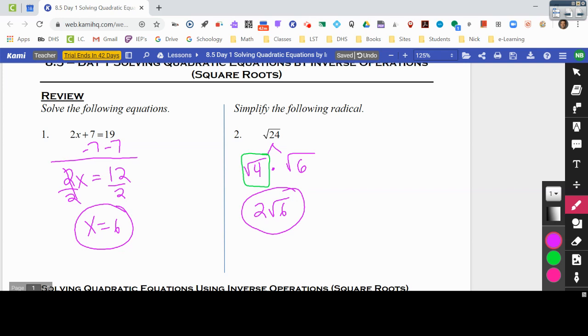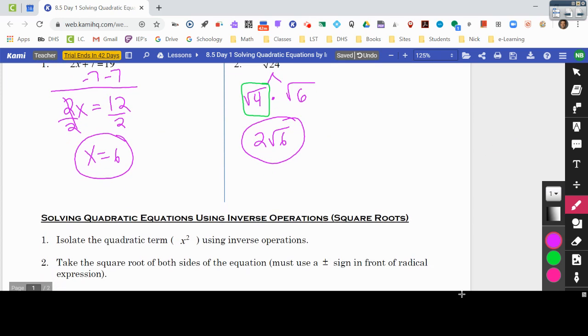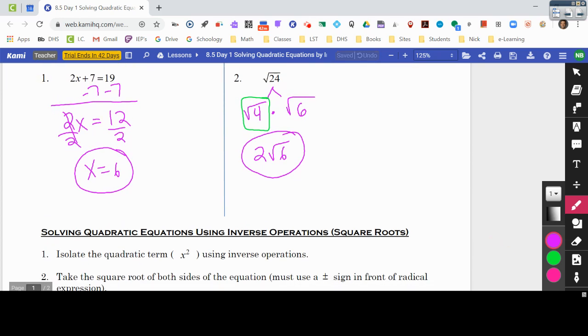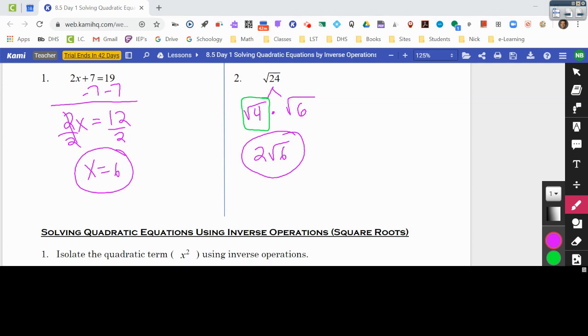So today's lesson is really going to combine both of these skills. We're going to take solving equations with simplifying radicals and combine those to solve quadratic equations using inverse operations. And here are the 3 basic steps for today's lesson on solving quadratic equations. First, we want to isolate the quadratic term, and the quadratic term is that x squared, the thing with a little exponent of 2, using inverse operations. So kind of like in our warm-up problem number 1, we isolated the x by itself to solve, and now we're going to isolate the quadratic or the x squared term.